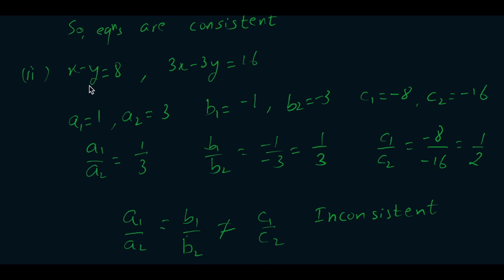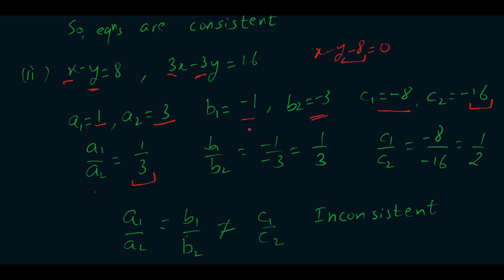Our second question is x minus y equals 8 and 3x minus 3y equals 16. So the value of a1 is 1, the coefficient of x here. The value of a2 is 3. The value of b1 is minus 1, as the coefficient of y here is minus 1. The coefficient b2 here is minus 3. The value of c1 is minus 8, because x minus y minus 8 equals 0. Similarly, c2 is minus 16. So a1 by a2 is 1 over 3.